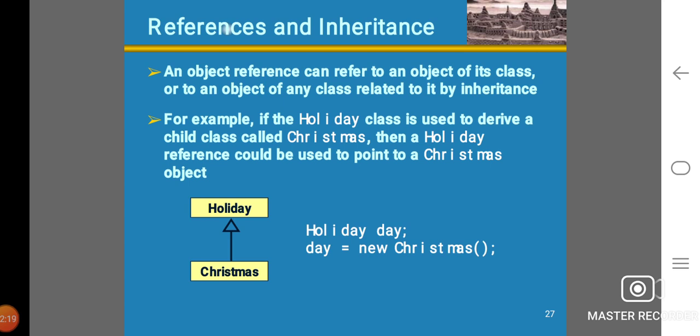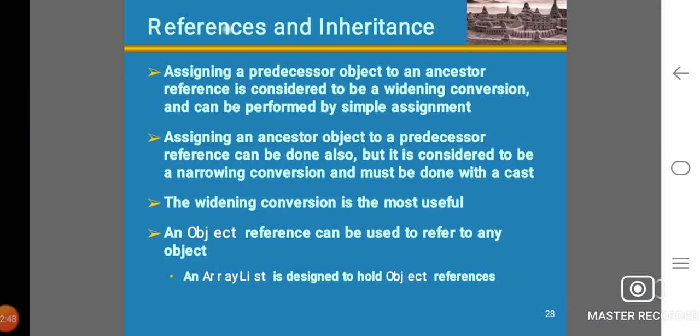References and inheritance. An object reference can refer to an object of its class or to an object of any class related to it by inheritance. For example, if the Holiday class is used to derive a child class called Christmas, then a Holiday reference could be used to point to a Christmas object. So this is the example: Holiday day equals new Christmas.